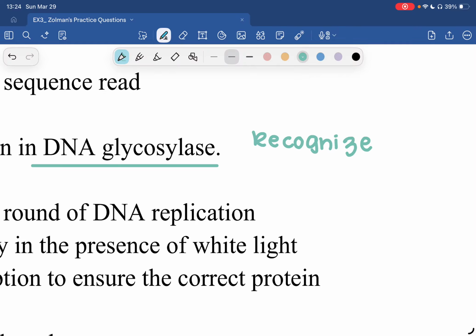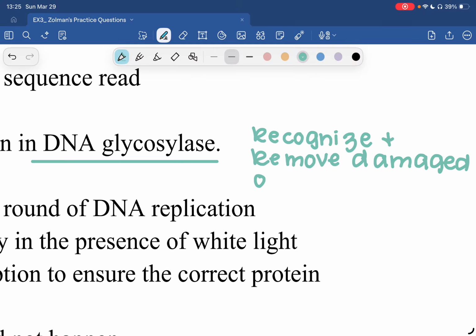So I'll just say recognize and remove the damaged or incorrect base pair.